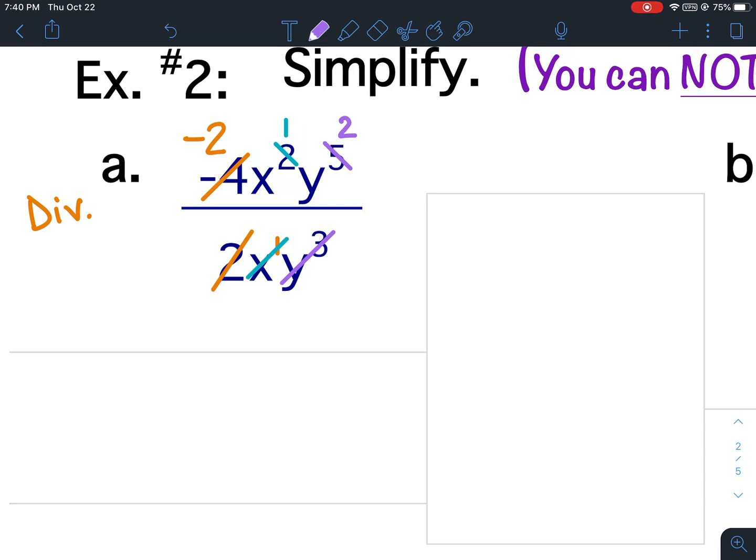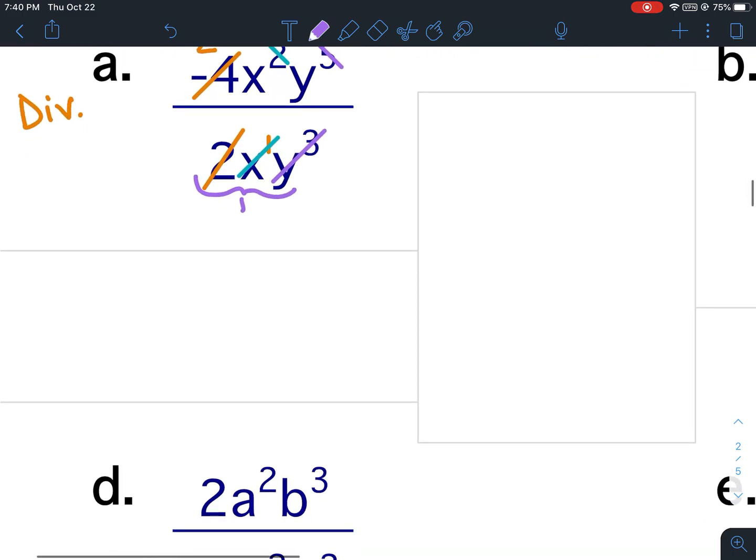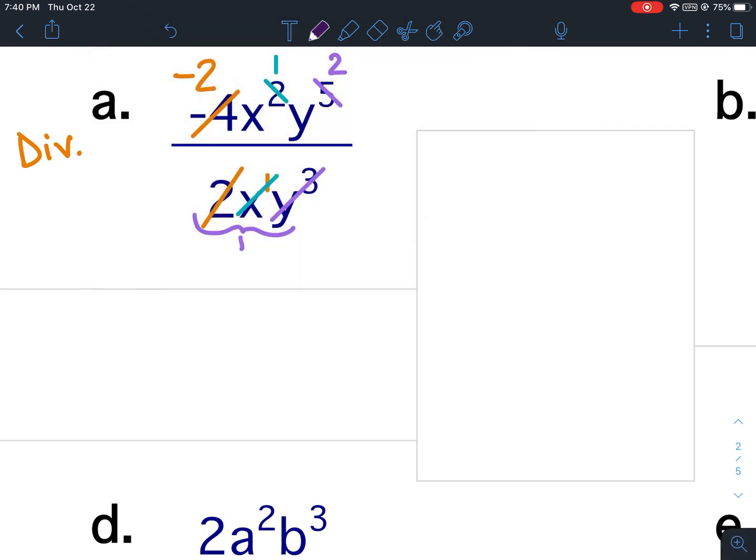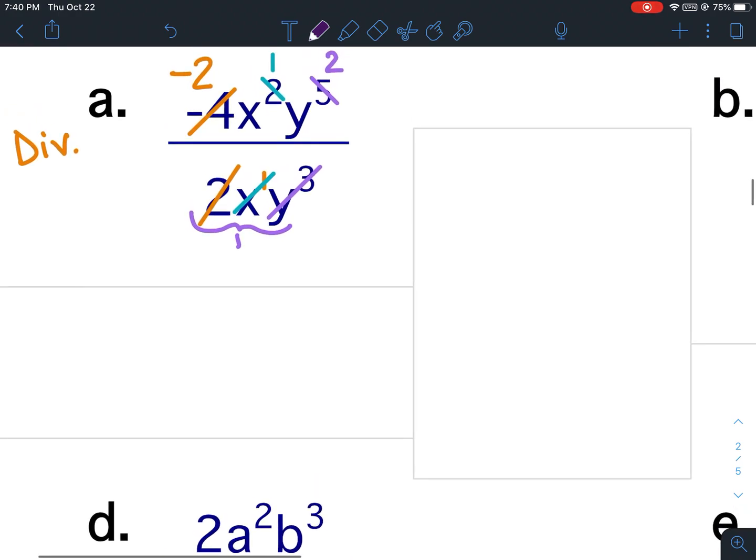All right, now there's nothing left in the denominator, which means it would be just a 1. So I technically have -2 x to the first y squared over 1. But because the denominator is a 1, we don't need 1s when it's in the denominator. So I can write my final answer as -2 x, and I don't need to put the 1 for x to the first, y squared.